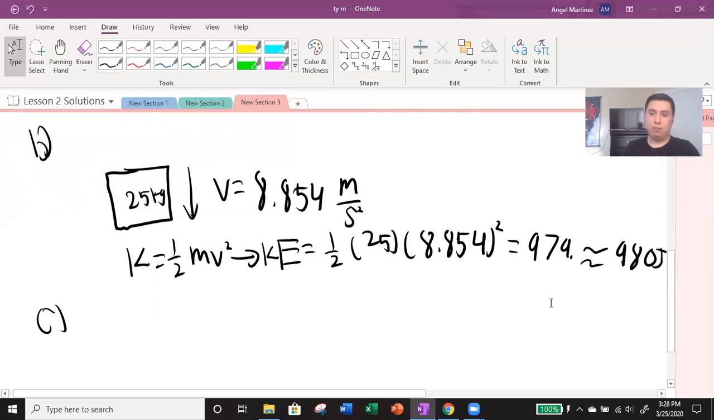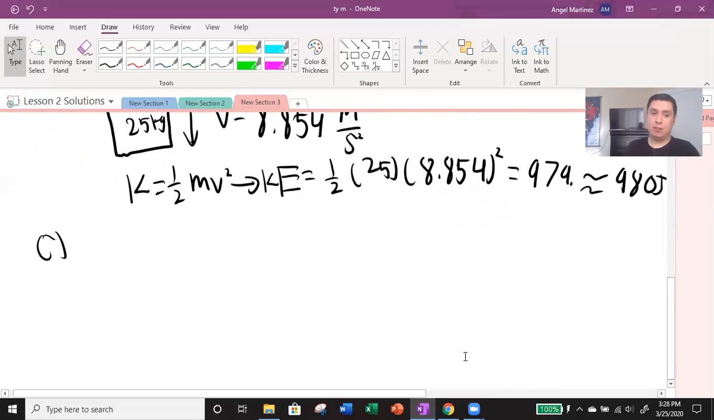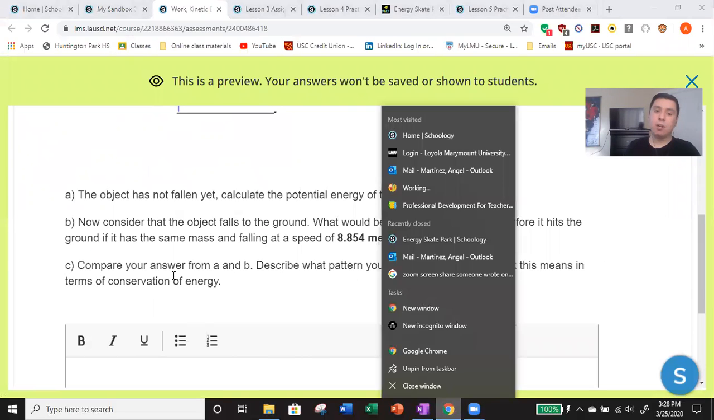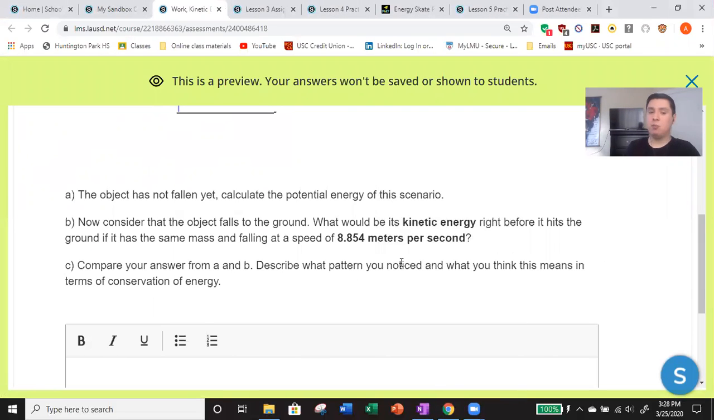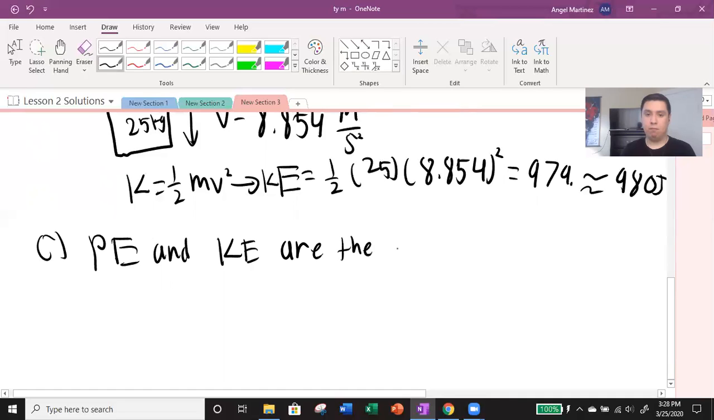Okay, this is 980. This is 980. What do you notice? Well, this is what C is asking for. Compare your answer from A to B. Describe what pattern you notice and what do you think this means in conservation of energy. So what this means, we notice that PE and KE are the same, or very close.